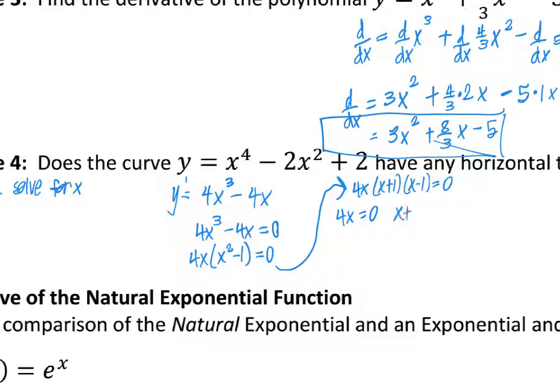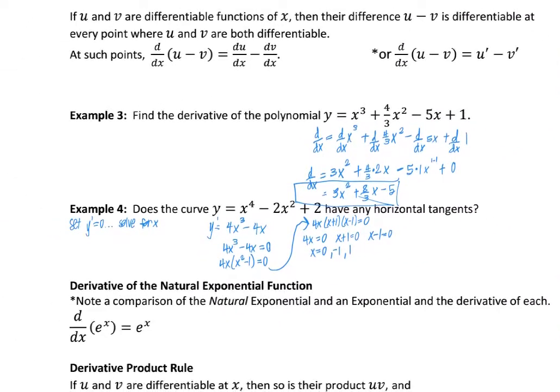So set your factors equal to 0, and you have horizontal tangents at the x values of 0, -1, and +1. Now, this question could go a step further and ask, at what points do you have horizontal tangents? Well, in this case, you have horizontal tangents at 3 points. So you would need to go one step further and plug 0, -1, and +1 into your original y function to find y values for those x values.